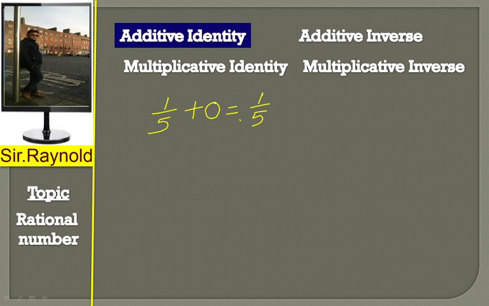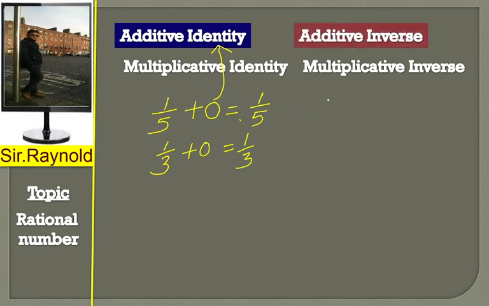So in this case, this 0 is called additive identity. All right. So this 0 is called additive identity. That means if you add 0 to any number, you will always get that same number. So remember, 0 is called additive identity. All right. Next, we are going to learn about additive inverse now.